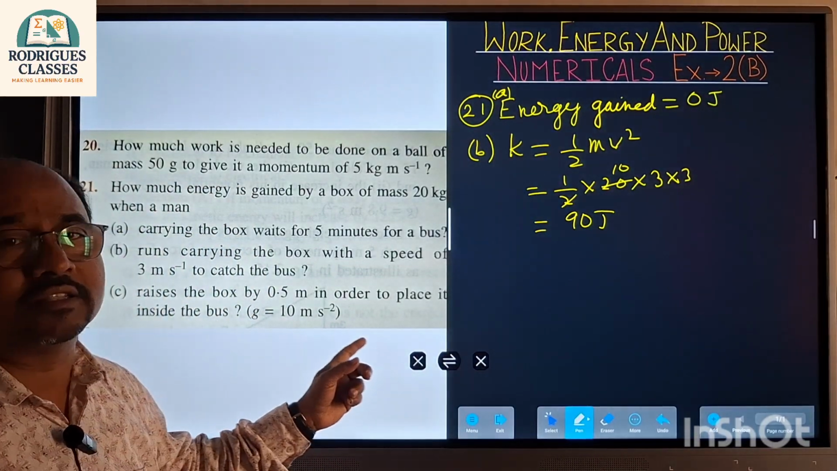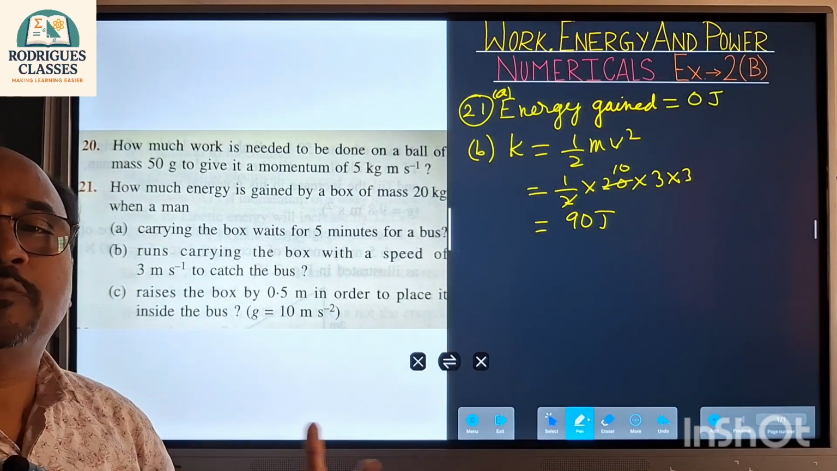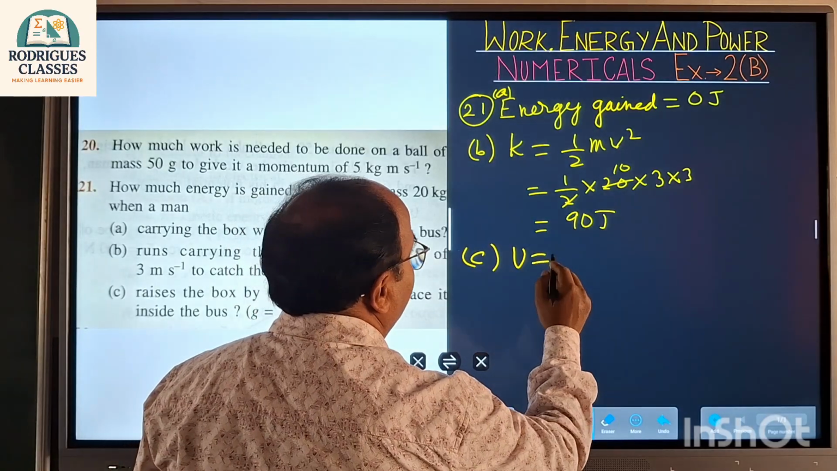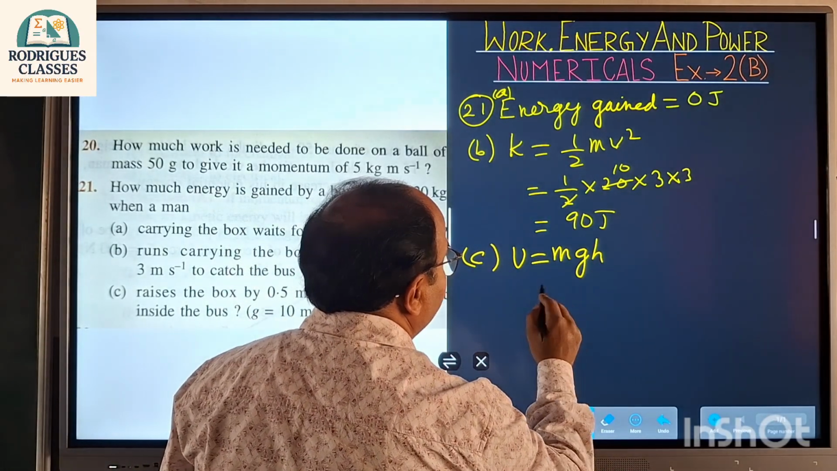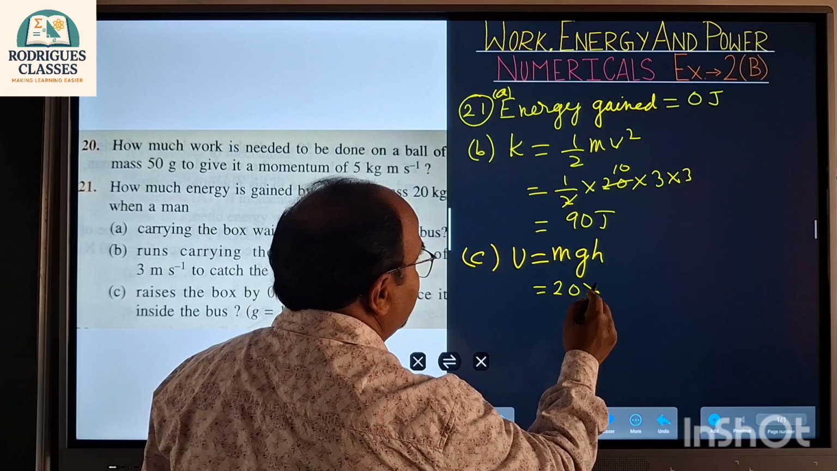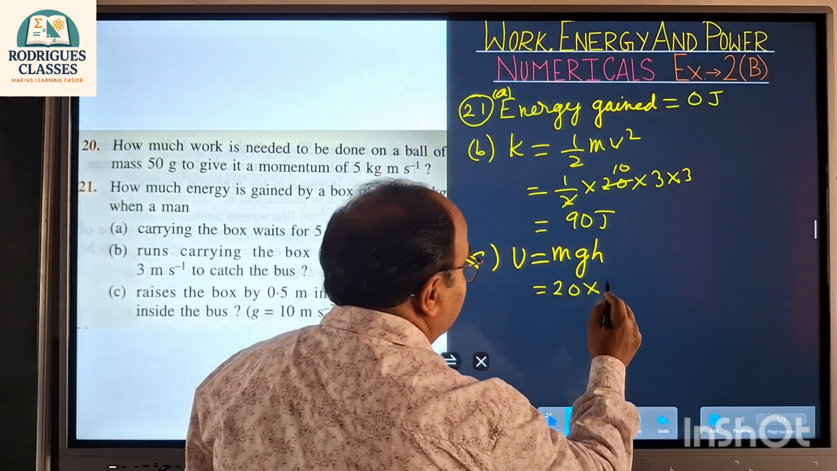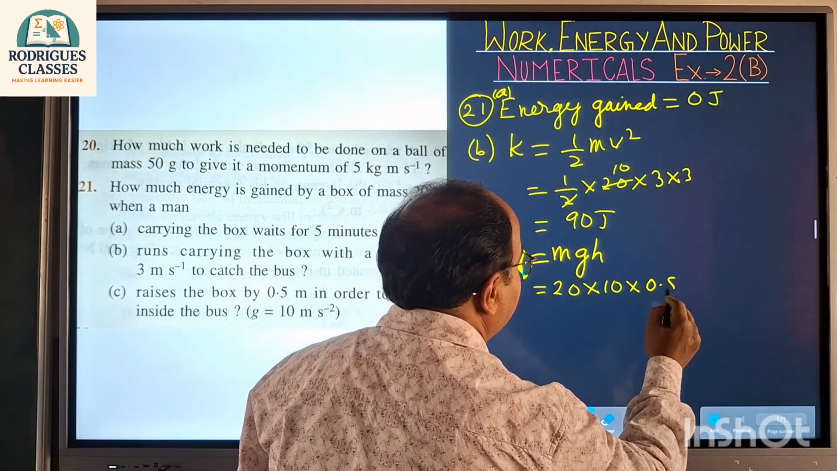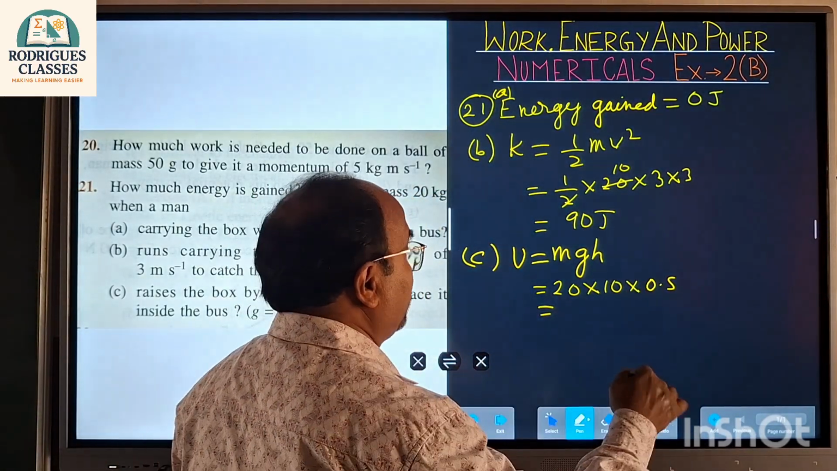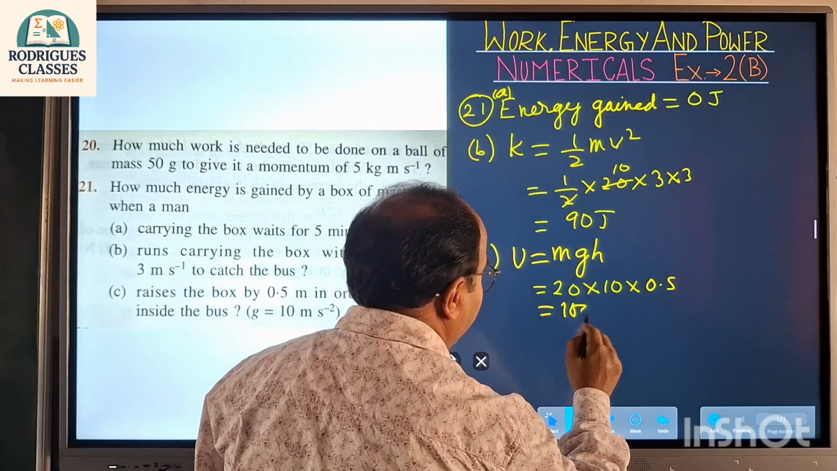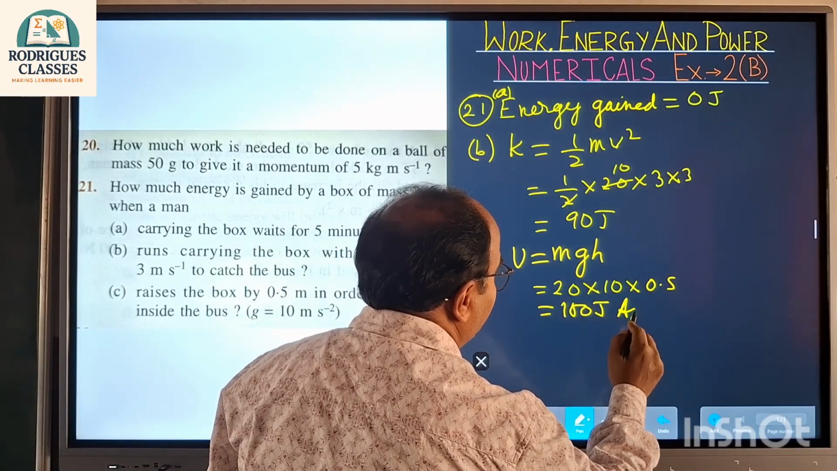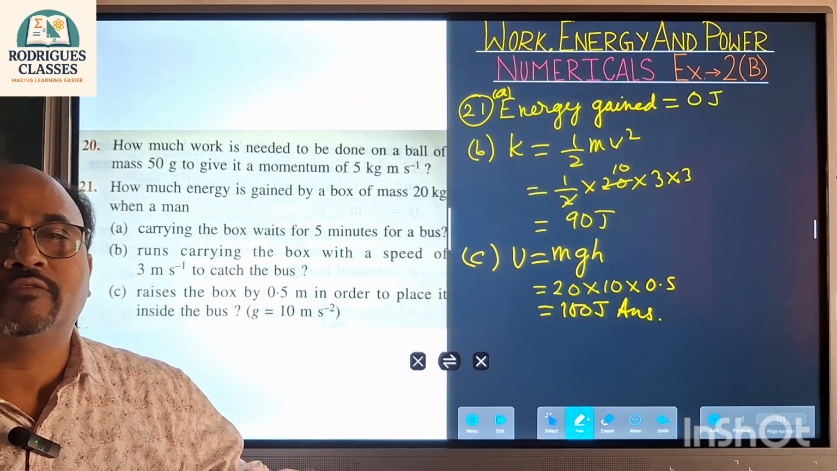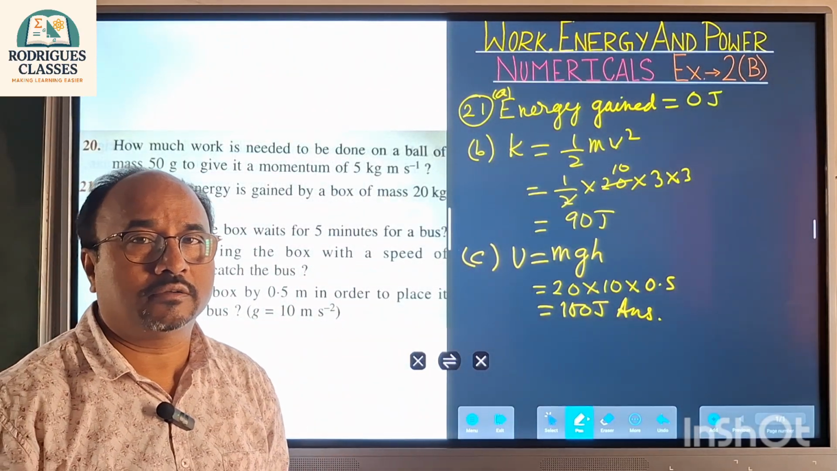And in the third case, in the C part, raises the box by 0.5 meter. So if he is raising it, potential energy will be used. So U equals mgh. So mass is 20, g was given as 10, and the height is 0.5 meter. So 10 and 0.5 will become 5, 5 into 20 is 100. So you get it as 100 joule as the answer for the C part. I hope you have understood in different scenarios which formula to apply.